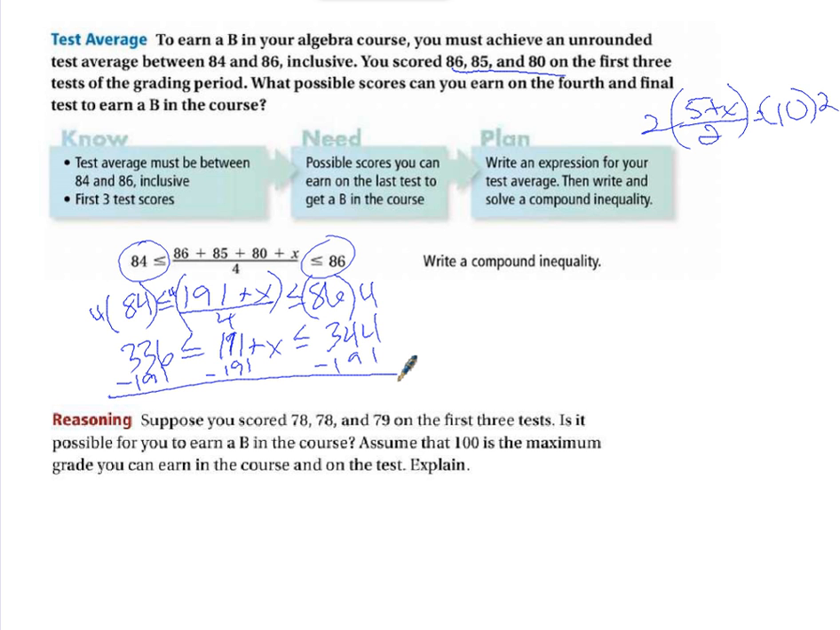And I draw my line. 336 minus 191. This isn't 191, is it? 86 plus 85 plus 80.